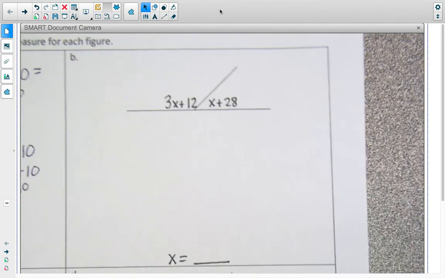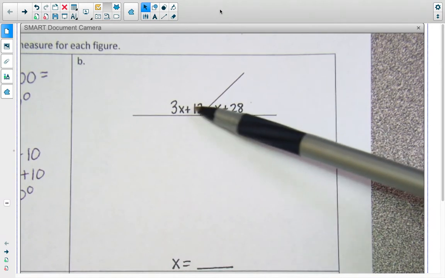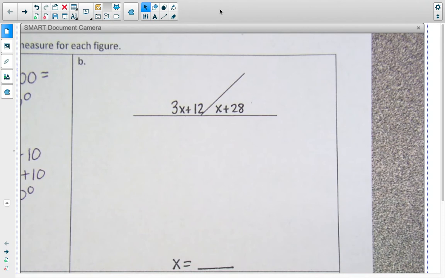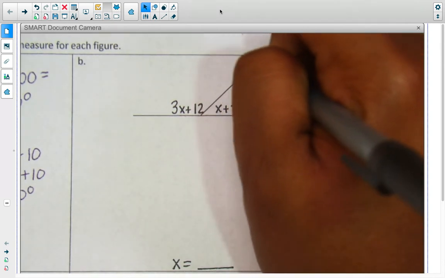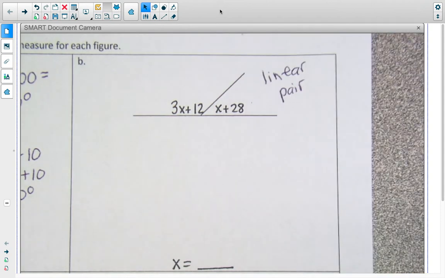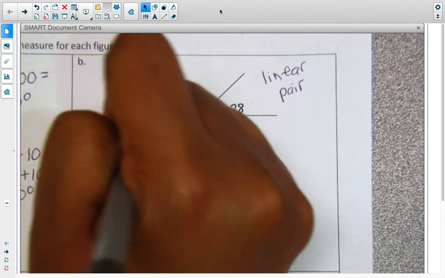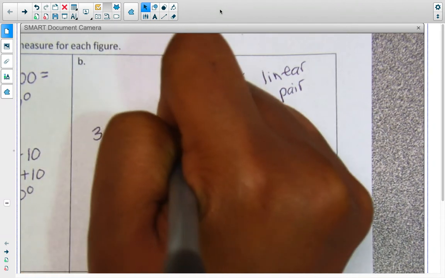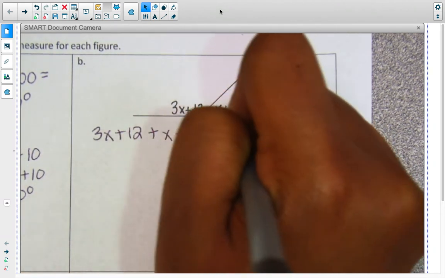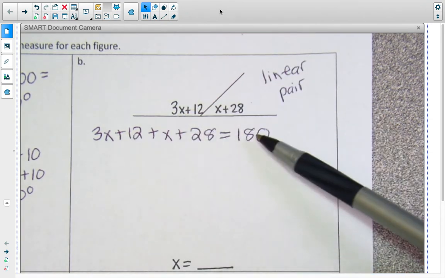Okay. Example B. And we're trying to find what x is equal to. Again, step 1, recognize what kind of angles do you have. So these 2 are right beside each other. This is a straight angle and they make a linear pair. So linear pairs equal 180 degrees. So my equation is going to be 3x plus 12 plus x plus 28 equals 180 degrees. So these 2 together, add them all up, 180.